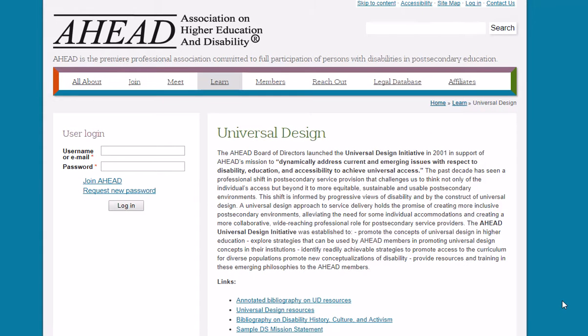This video is going to cover the two resources provided about universal design. First, just to go over, this is the page from AHEAD, which is the Association on Higher Education and Disability, which is a professional organization looking at how to ensure the full participation of individuals with disabilities in post-secondary education.